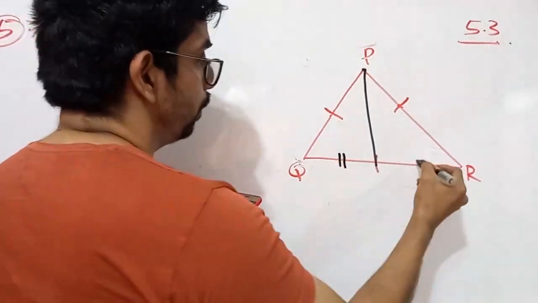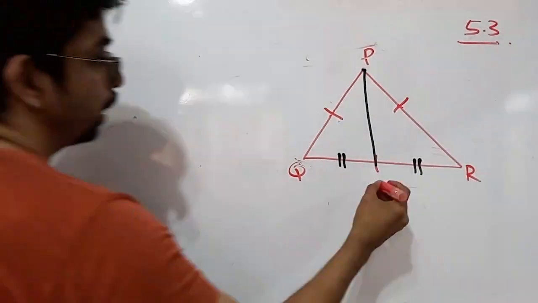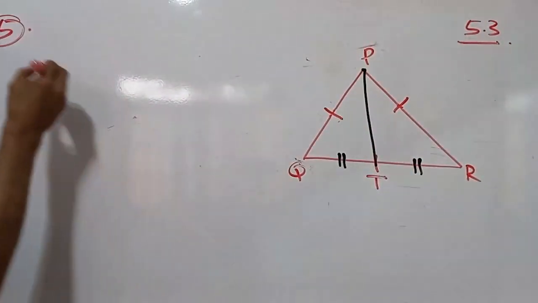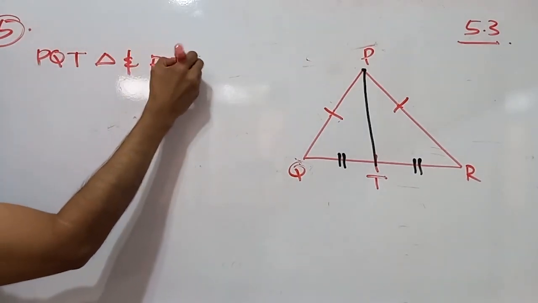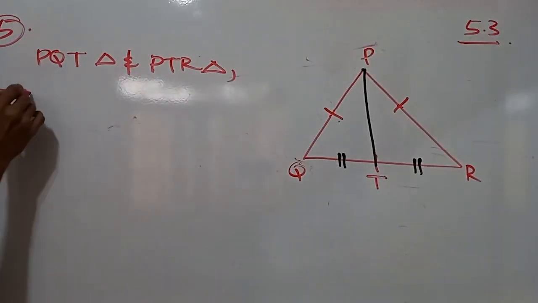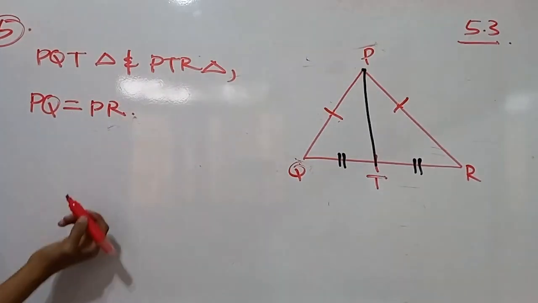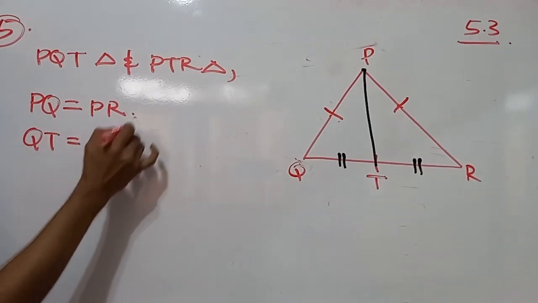Right, so what happens? This gets divided equally into two. It's the midpoint, and it is perpendicular to that side. So how do we do this? Right. Let me mark T here. So we will consider these two triangles, PQT triangle and PTR triangle. Right. So we will write PQ that is equal to what? PR. Then QT that is equal to TR. So this is given.